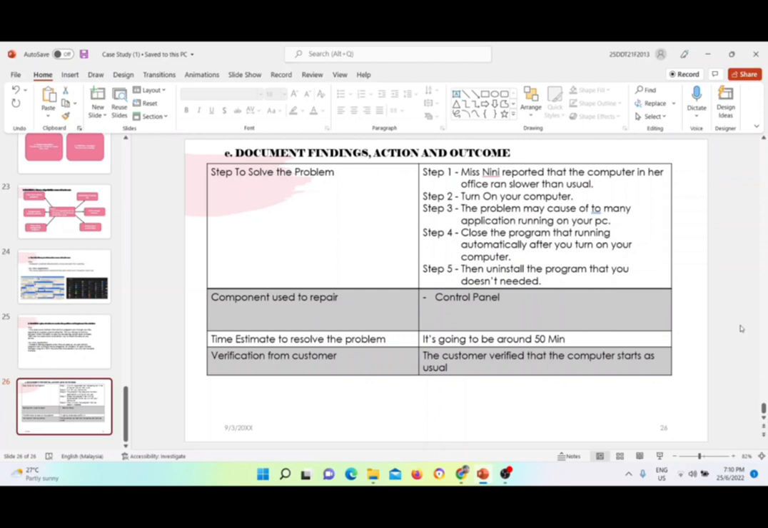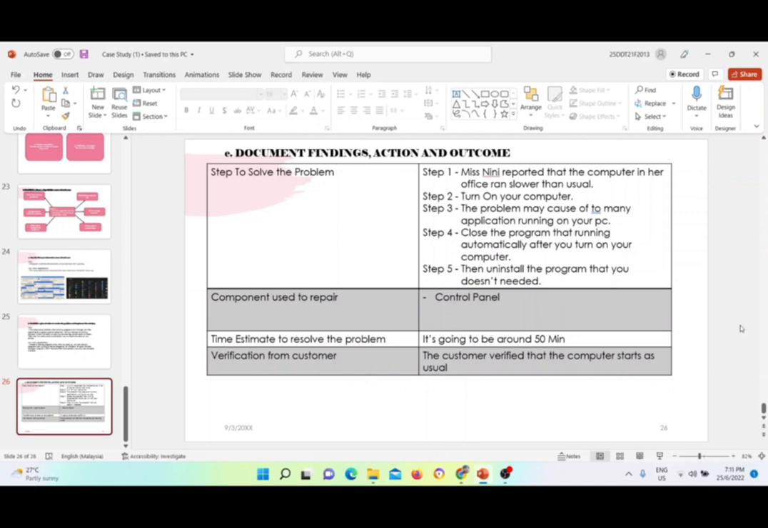Components used to repair: I don't use any component. I just use the Control Panel, where you can uninstall any application that you don't want. The time estimate depends on how many apps you have. My estimated time is 50 minutes because it won't take a long time.